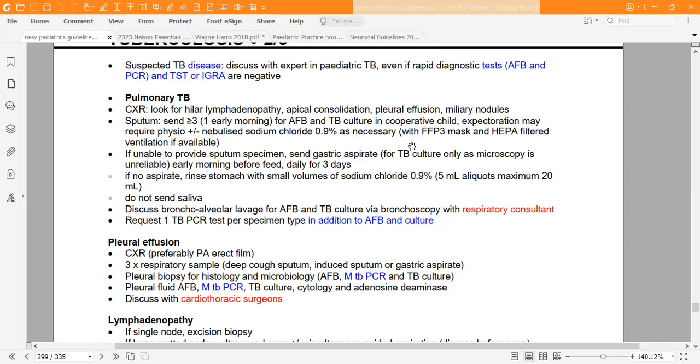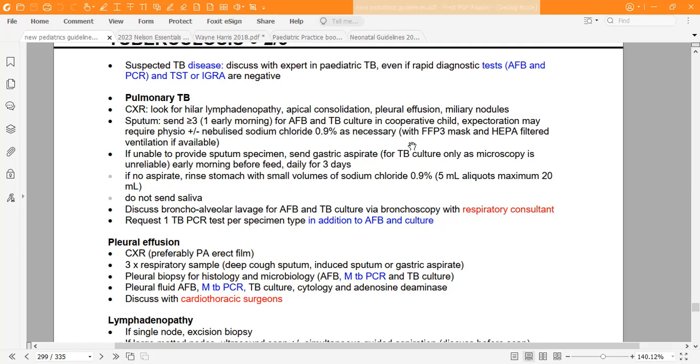So I will try something else, which is bronchoalveolar lavage. If I couldn't get gastric aspiration, I will move to do a bronchoalveolar lavage for AFB and TB culture, but I have to consult my respiratory consultant first. I will not do that by myself. Request 1 TB PCR test per specimen type in addition to AFB and culture. So I will do a TB PCR test per specimen.